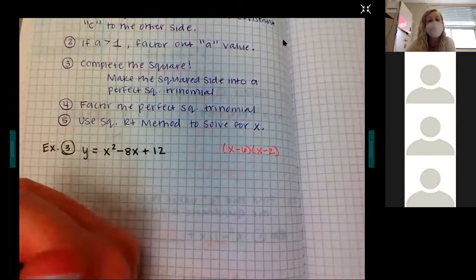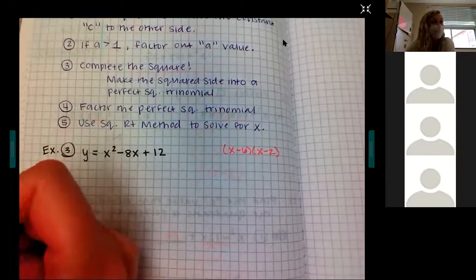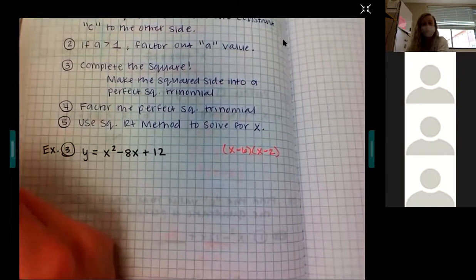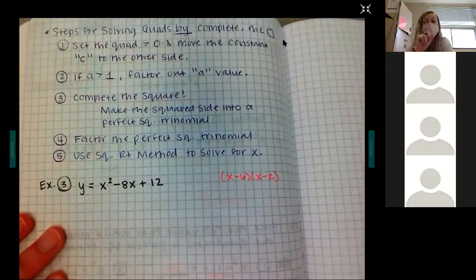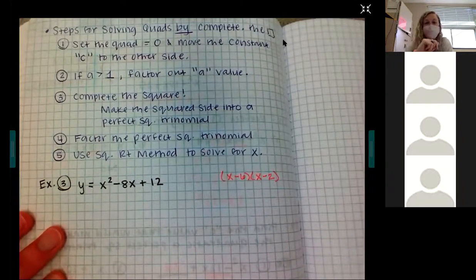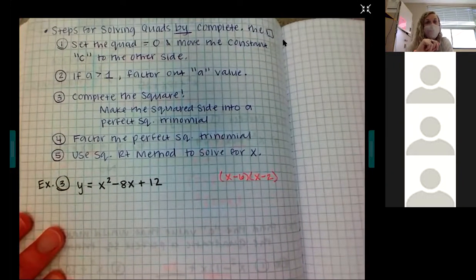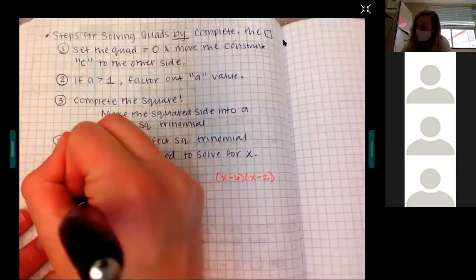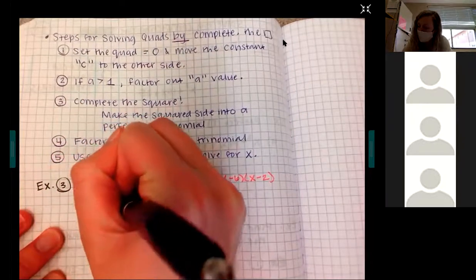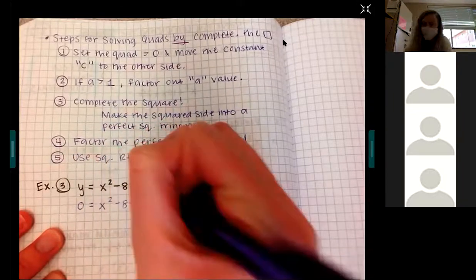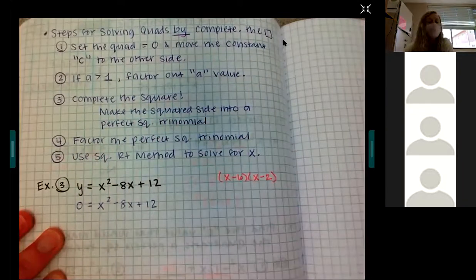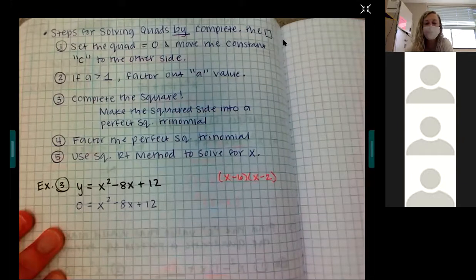You need to learn how to complete the square for when you cannot factor. So I hope we're all paying attention. What's your very first step? Look at step 1. I've got the steps up here still. Set it equal to 0. 0 equals x squared minus 8x plus 12. Is that anything new? No. We've been setting it equal to 0 to find the x-intercepts.